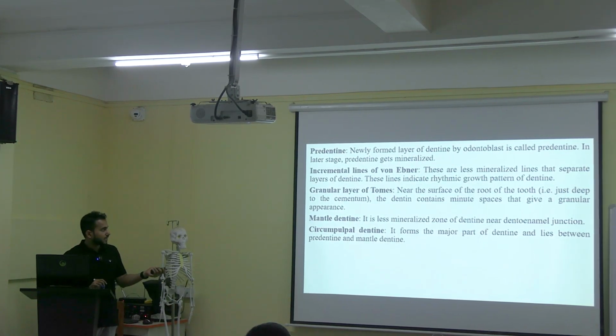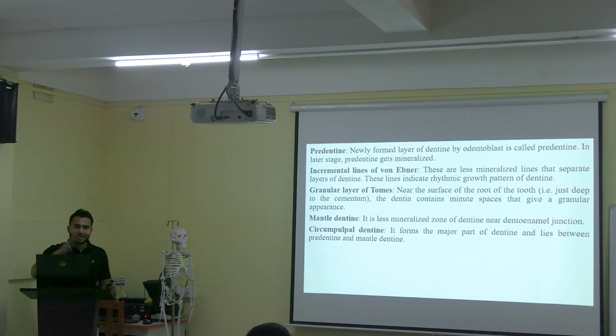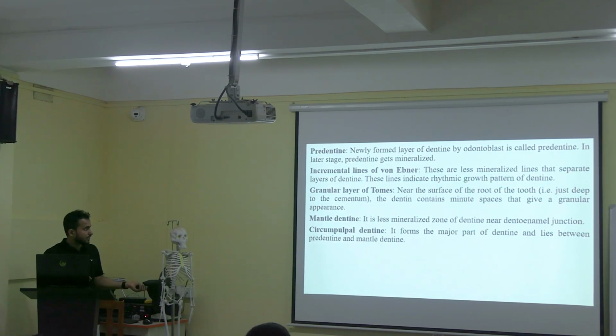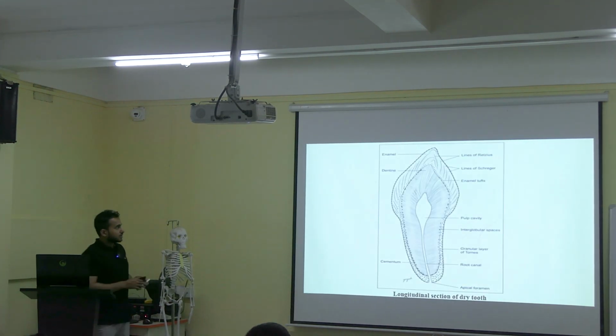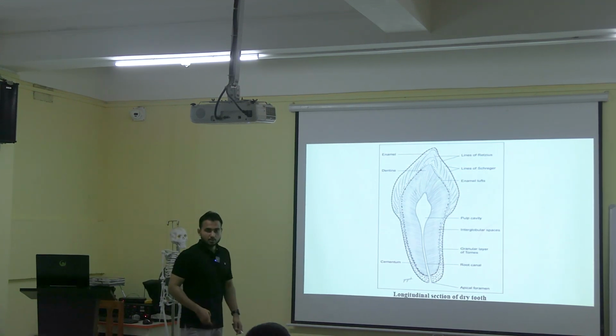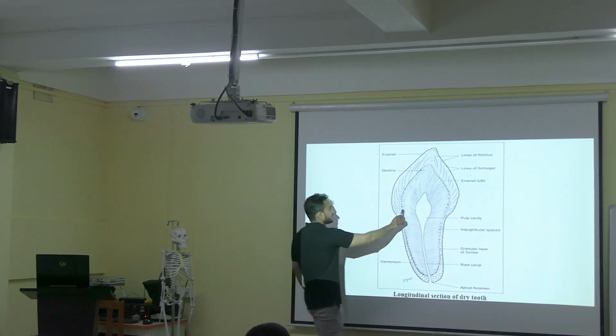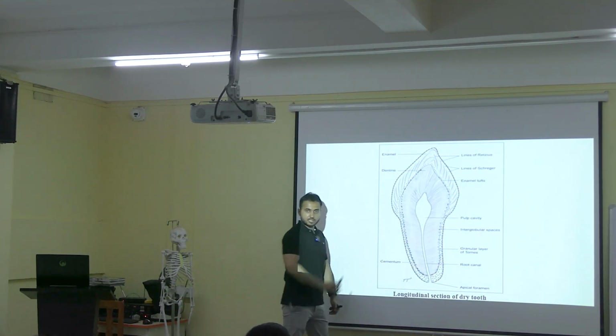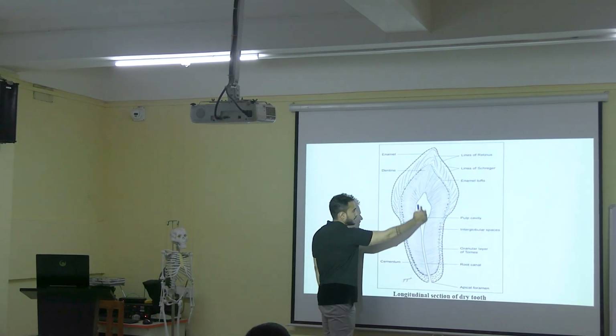Next is the circumpulpal dentine. It is the major part of the dentine. Means most of the dentine is made up of circumpulpal dentine. Okay. So dentine we have seen deep to the enamel, most of the tooth is made up of dentine. Okay. And in its center there is a pulp cavity. For your reference, I will show you the diagram. So look, this is the dentine. This whole part is dentine. Okay. This entire part is made up of dentine. At the center you can see a pulp cavity is there.